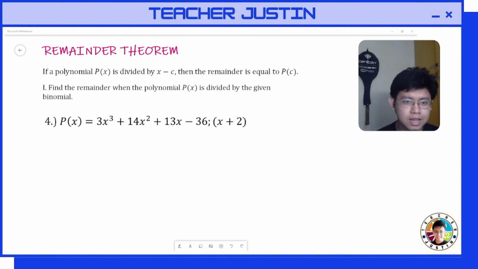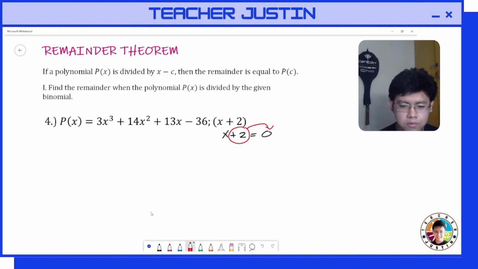Our first step in finding our remainder using our remainder theorem is for us to equate our binomial x plus 2 to 0. Then, let's solve for the value of x. Let's transfer positive 2 to the other side of the equation, giving us x is equal to negative 2. And after getting the value of x, we will replace all variable x in our polynomial by negative 2.